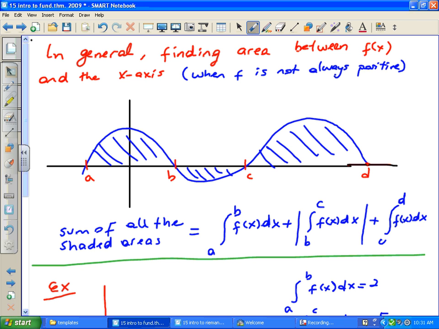Second, you must find the x-intercepts. If it goes below the x-axis, you must find all the x-intercepts, and then you integrate over each of those intervals where it's positive and where it's negative. And don't forget at the end to add the absolute value of all the answers. Obviously, the positive ones you don't have to take absolute value of, but the negative ones you must.